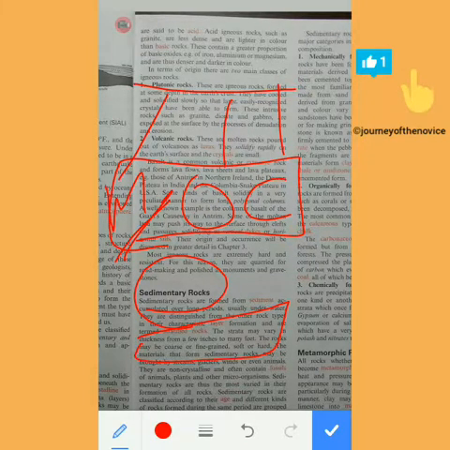The best example is sandstone. How is sandstone made? They are made up of grains plus granite. So this is how the mechanically formed sedimentary rocks are done.